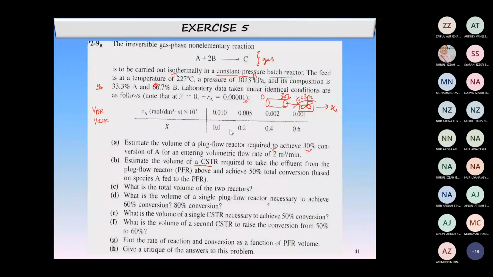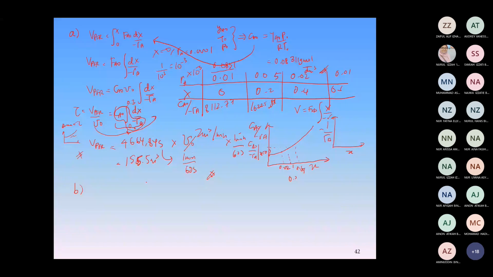Okay, so daripada situ, okay, you buat, okay, which is, alright, which is VCSTR is equal to FA naught X over negative RA.